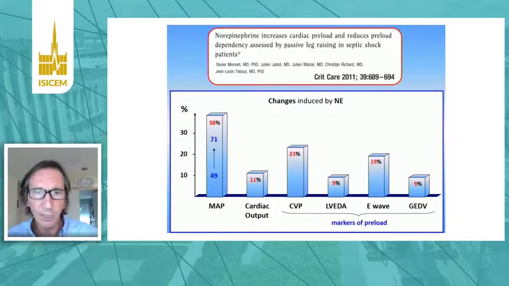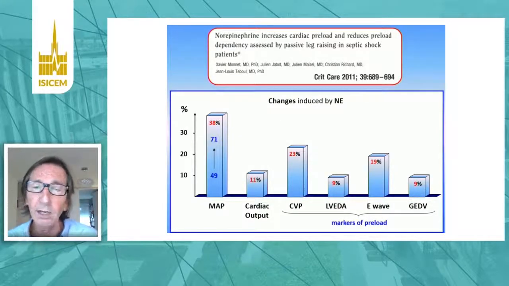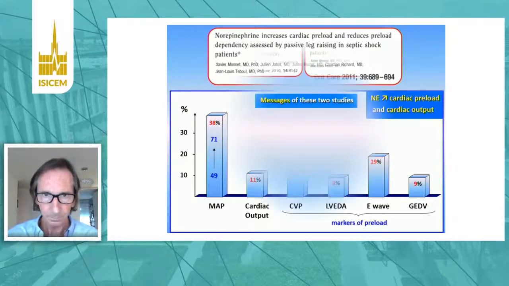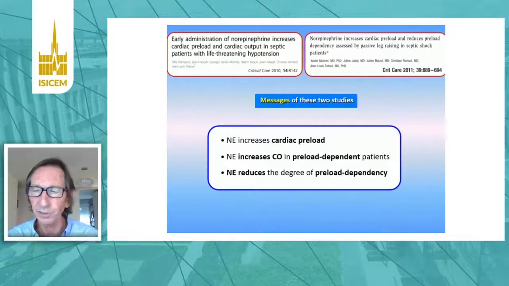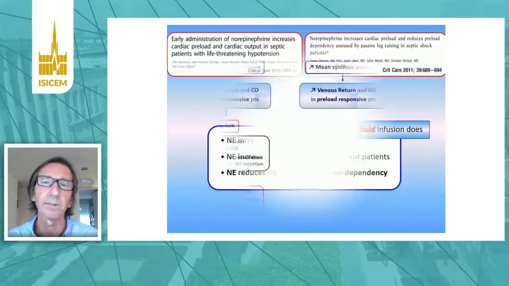And when we gave norepinephrine, MAP increased, but also cardiac index increased, and all the markers of preload, CVP, left ventricular end-diastolic area, global end-diastolic volume and stroke volume increased with norepinephrine. So again, we found that norepinephrine was able to increase preload and cardiac output. So the messages of these two studies were that norepinephrine increases cardiac preload, increases cardiac output in preload-dependent patients, and reduces the degree of preload dependency, exactly as fluid infusion does, exactly the same effects.